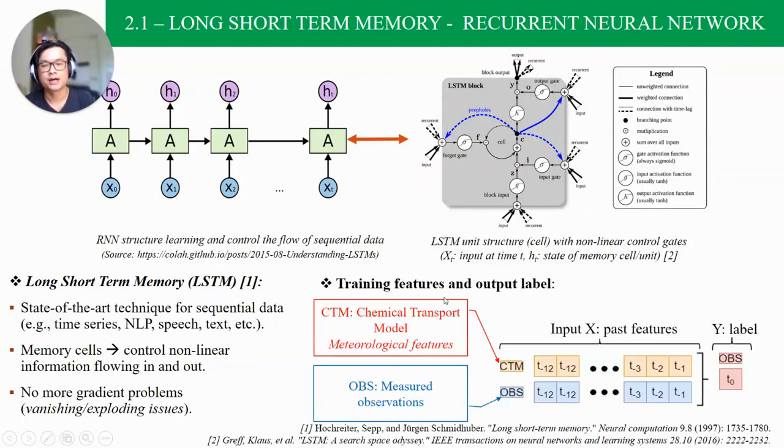In my model, I use two main variables. The first one is the CTM, the value forecasted from the chemical transport models, which also includes meteorological features. The second one is the observation, the values collected from the air quality monitoring stations, in order to train the model with past features or historical data as the input, and the output, or target feature, is the next step of the real observation.